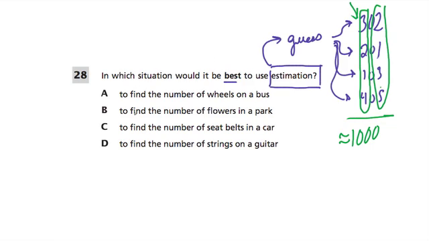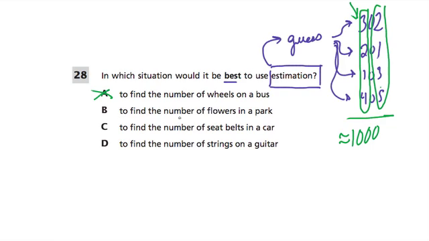Let's look at the choices here. A, to find the number of wheels on a bus. Well, there are only 4 wheels on a bus, maybe 8, maybe a little bit more depending on the bus. But why estimate when you can count exactly? If you can count exactly in a very easy way, it seems unreasonable to estimate, so I'd say no.